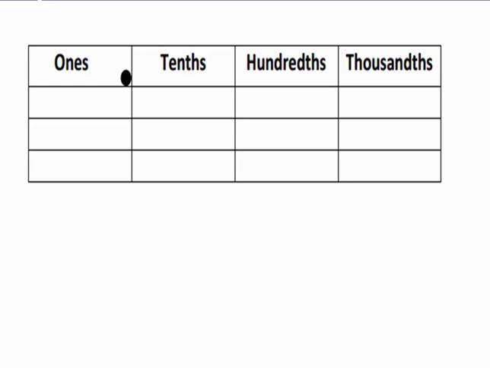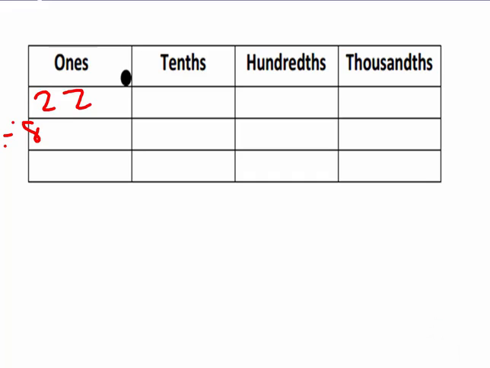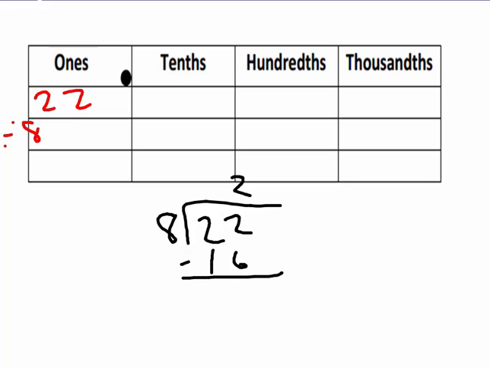Alright, let's look at another problem. 22 divided by 8. So I'm going to start out with the same thing. I'm doing 22 divided by 8. 8 goes into 22 2 times. Multiply, subtract, 6. I have 6 ones. I need to exchange them for tenths.